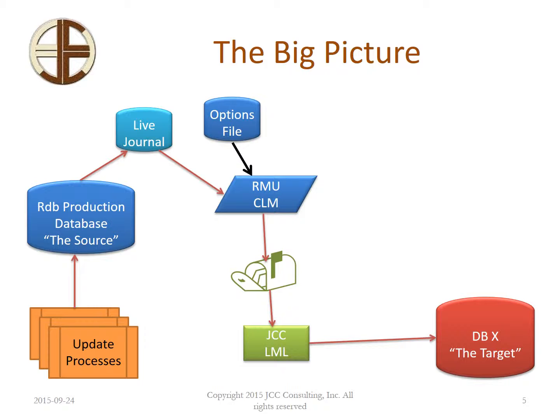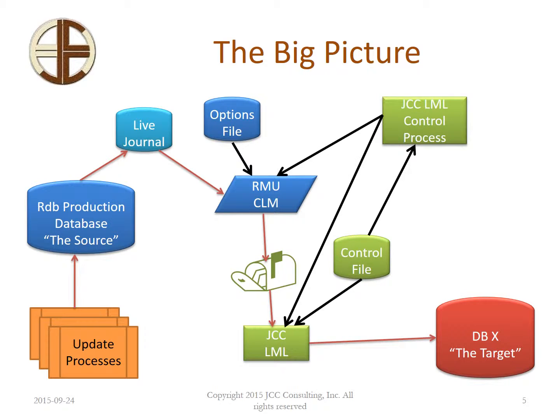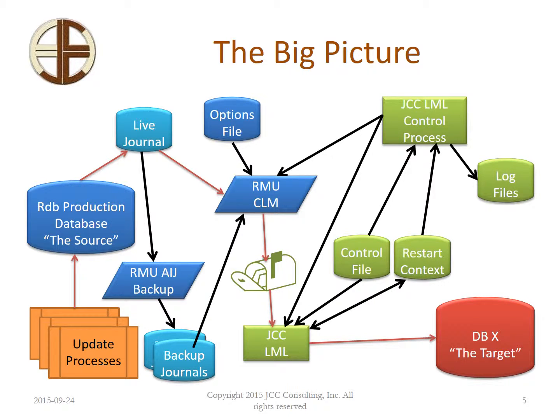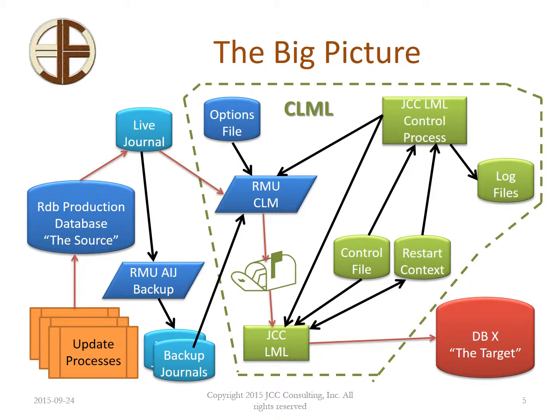Of course, we have some configurations that we have to set up: an options file to tell RMU-CLM what to unload, some control files to describe the data that we are going to get from RDB and what we're going to do with it, and a control process to manage the whole thing. You're going to back up your AIJs periodically, so we need to be able to handle that, and we need to be able to restart. So this whole picture is what we refer to as the continuous LogMiner Loader.